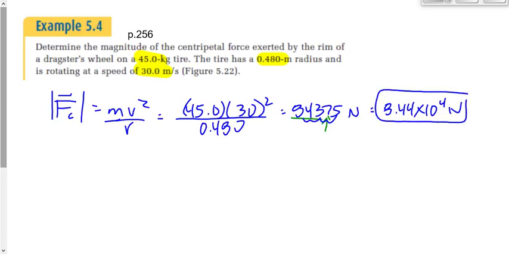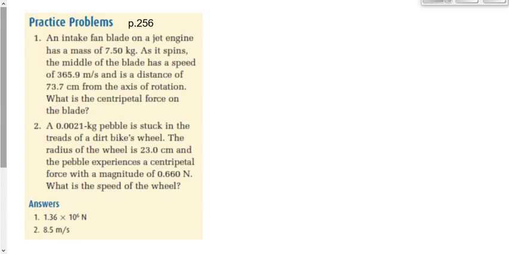Now, technically, again, actually, no, this one is correct. Why do I not need to put the direction in here? Because it asks for the magnitude. Good. It is directed toward the center of the circle, but clearly they're not looking for that direction in this question. All right, if you're good with that, let's take a look at these 2 questions, please, on page 256.